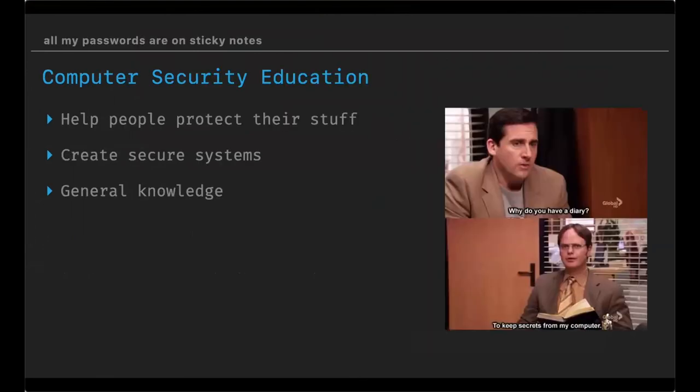This is the important part. Is it still working? Good. Okay. It is. Anyway. So in essence, White Hat is a computer security education club.